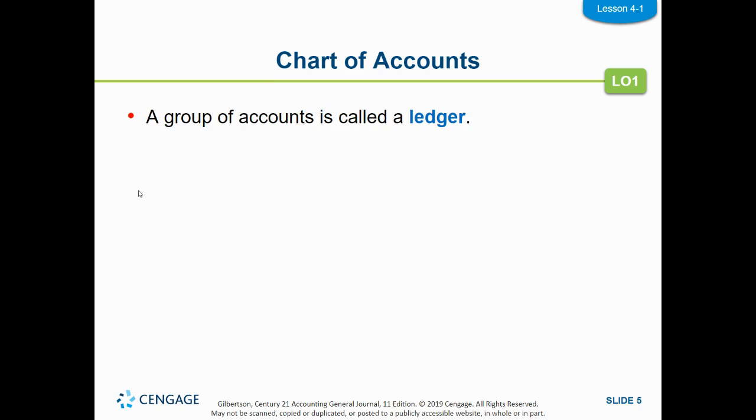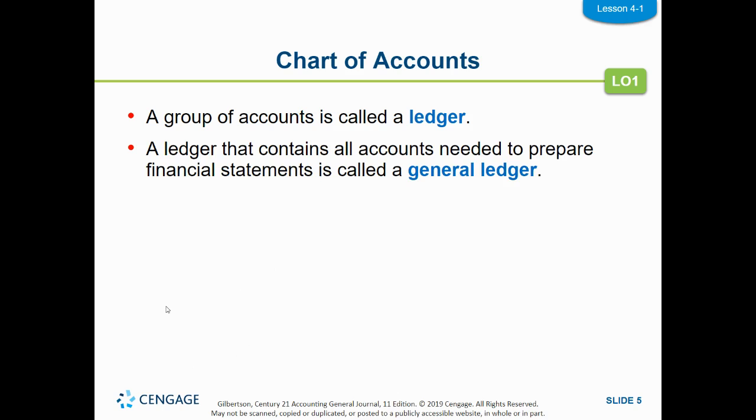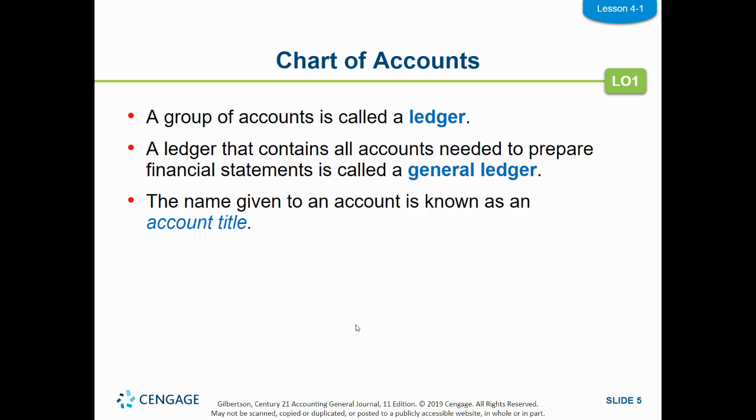So a group of accounts is called a ledger. This is a new vocabulary word for you. So it's just a group of accounts. We call that a ledger. The ledger that contains all of the accounts we've talked about so far, we call a general ledger. It's just the general list of accounts that we're going to use for our business.